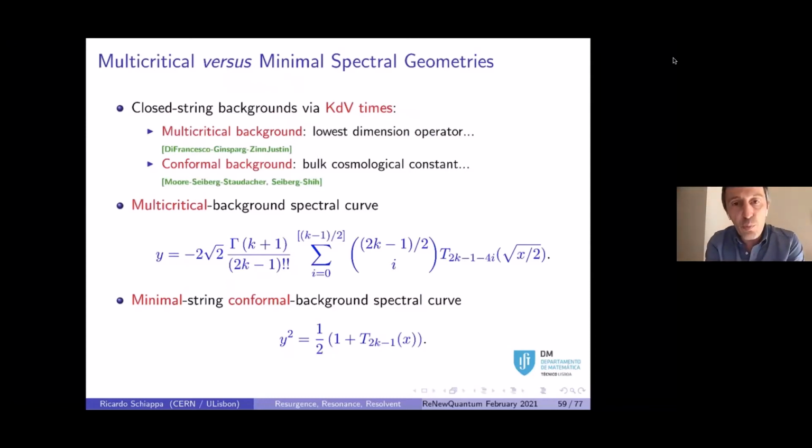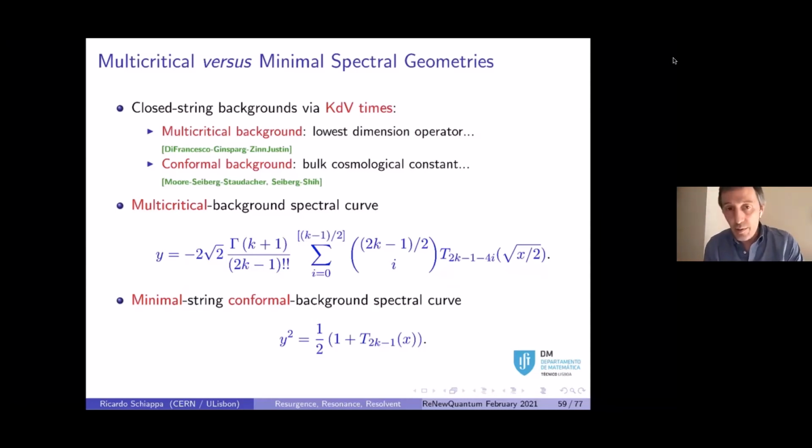So there's the so-called multi-critical background, where, from the point of view of the world sheet theory, I'm turning on the lowest dimension operator. And that means that I only have to choose one Gelfand-Dickey polynomial to look at the string equation, but the spectral curve itself will be a sum over Chebyshev polynomials. Well, the sum is the sum which is here.